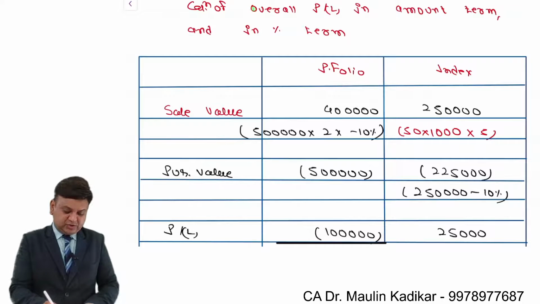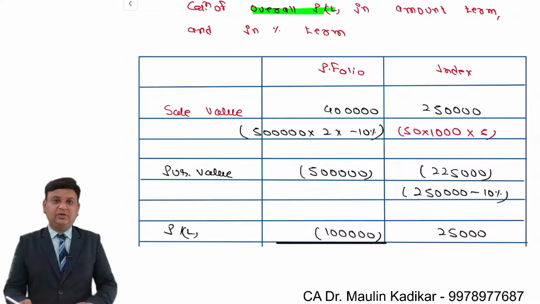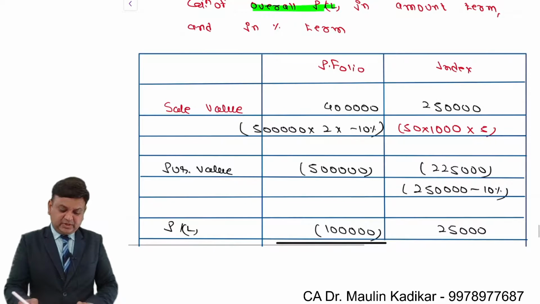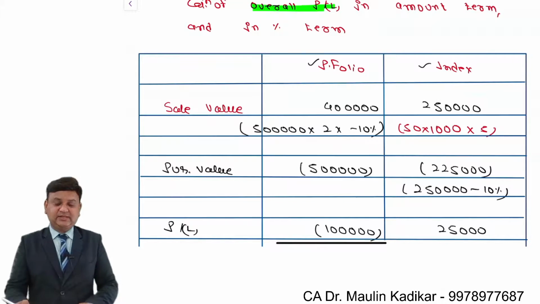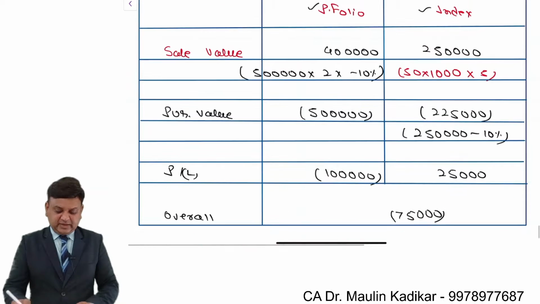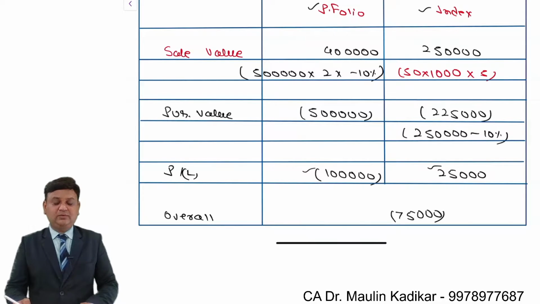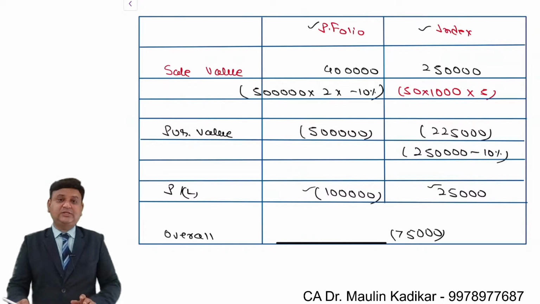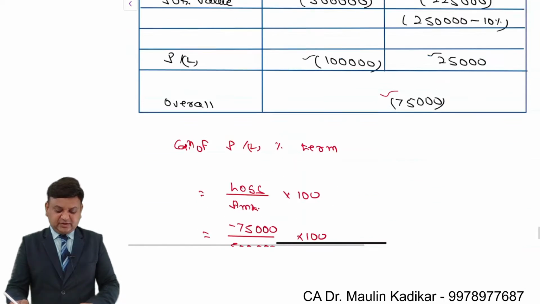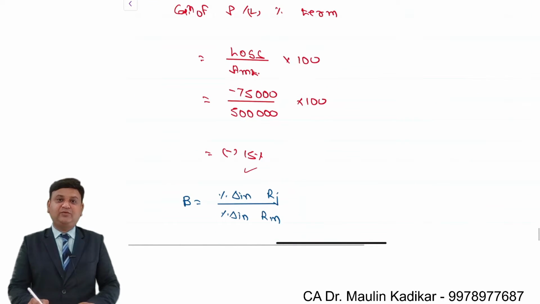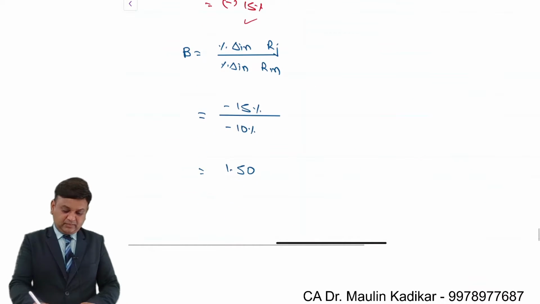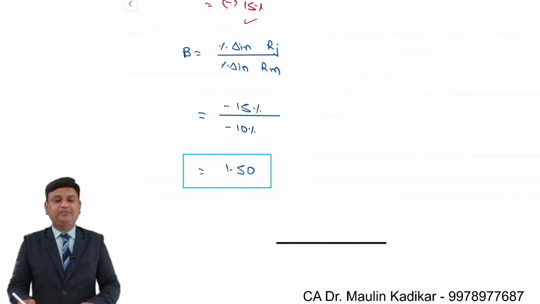Calculation of the overall profit or loss in amount term and in percentage term. So in that, as far as the portfolio and index is concerned, for index there is a profit of 25,000, and in case of portfolio there is a loss of 1 lakh. Overall 75,000 loss, so it comes to negative 15%. Based on that, the beta is 1.50, so you can cross verify that you are able to get the risk in your portfolio as you desire.